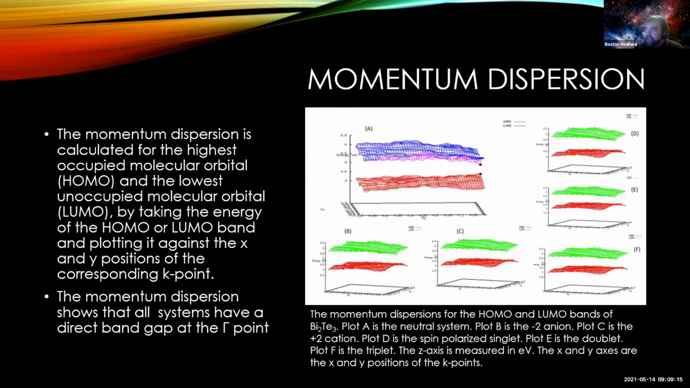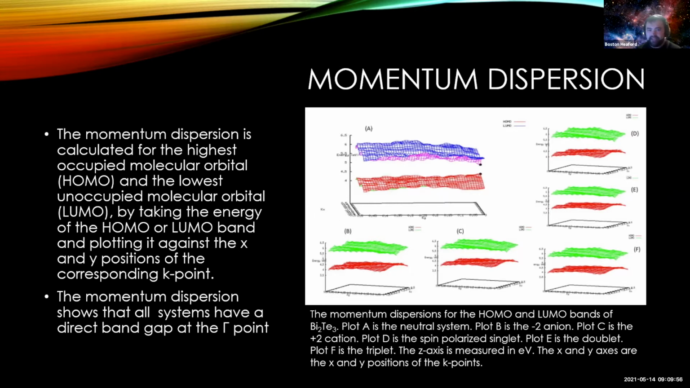And so after I did the molecular dynamics run and the relaxation, I moved on to do the momentum dispersion, which is just taking the HOMO and LUMO orbitals and plotting their energy at each individual K point coordinate. And that gives you this picture of the momentum dispersion. And that lets you see the gap between the HOMO and LUMO. And as you can see from these plots, the gap is centered at the gamma point, the 0, 0 for Ky and Kx. And that means it's a direct band gap system.